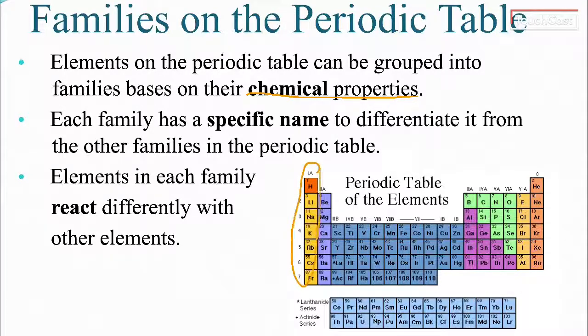So this group here, they have one. This group here, most of them have 8, except for this one. This one has 2 valence electrons. So each group or family have the same type of reactivity in common.